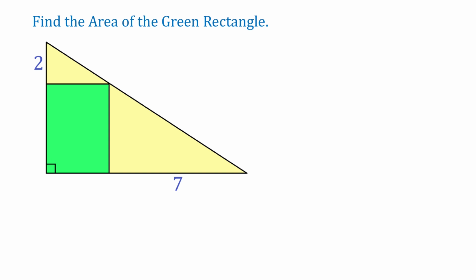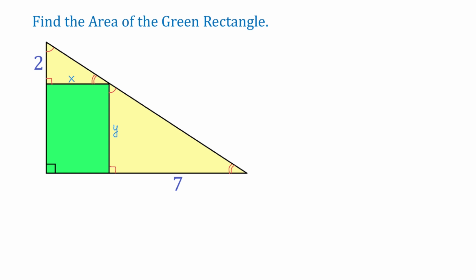For example, both these angles are right angles. This angle is equal to this angle, and this one is equal to this one. And if two triangles are similar, then their corresponding sides are proportional. Now let this side of the rectangle be x and this side y.